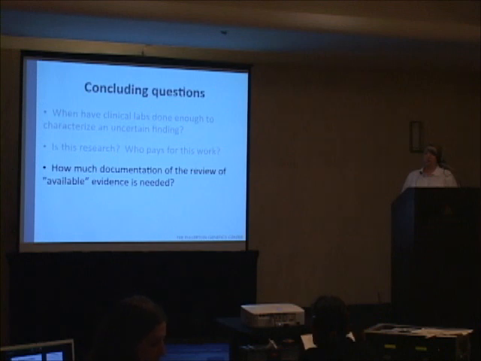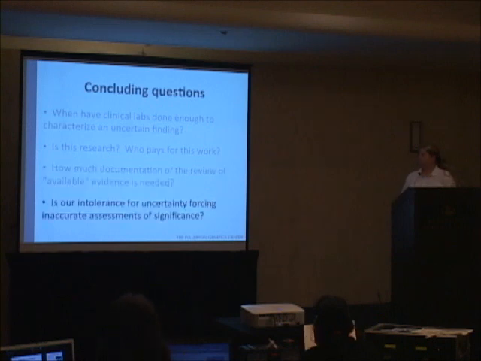I asked this question earlier: how much documentation do you need to keep for the evidence that you use, either to not report a finding or to report it? And the last question that I'll leave you with is, is our community's intolerance for uncertainty forcing us into inappropriate or inaccurate diagnosis? I would argue that the answer is yes, and I'd encourage people to communicate their uncertainty confidently, because it's not knowable in many cases.